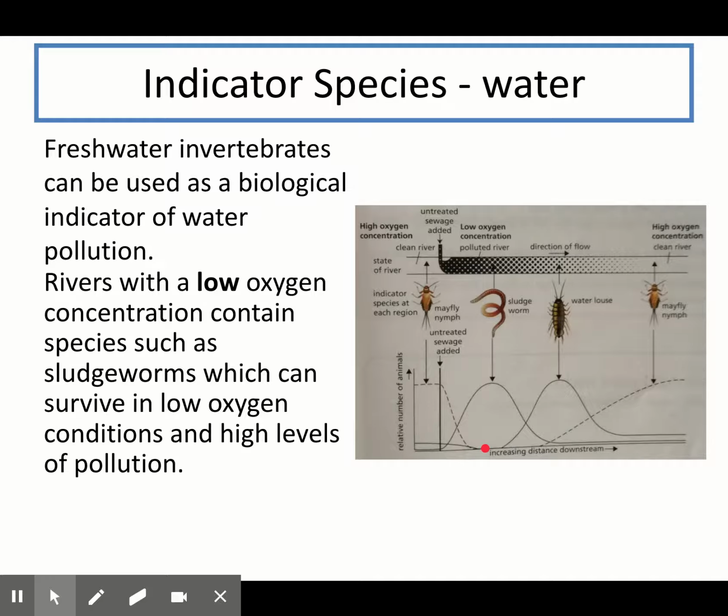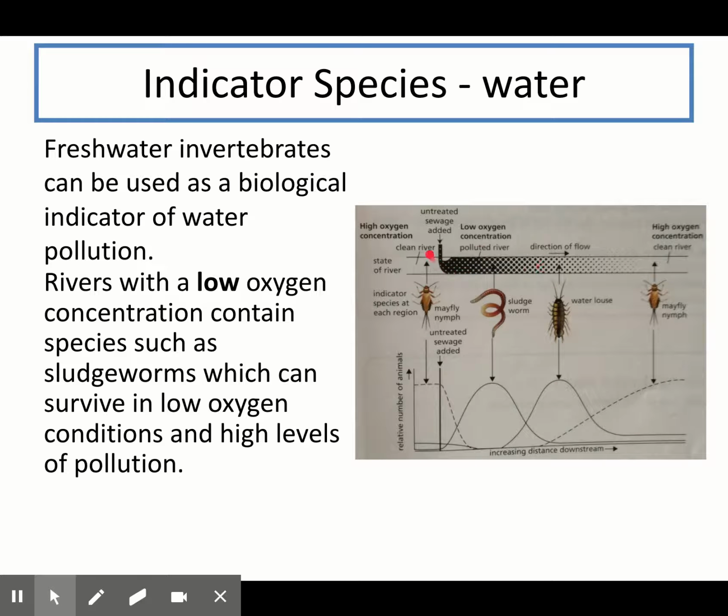So rivers with a low oxygen concentration contain species such as sludge worms, which can survive in low oxygen conditions and high levels of pollution. What you find is that in more polluted areas of river, you'll find a lower oxygen concentration, and in clean bits of the river, a higher oxygen concentration.